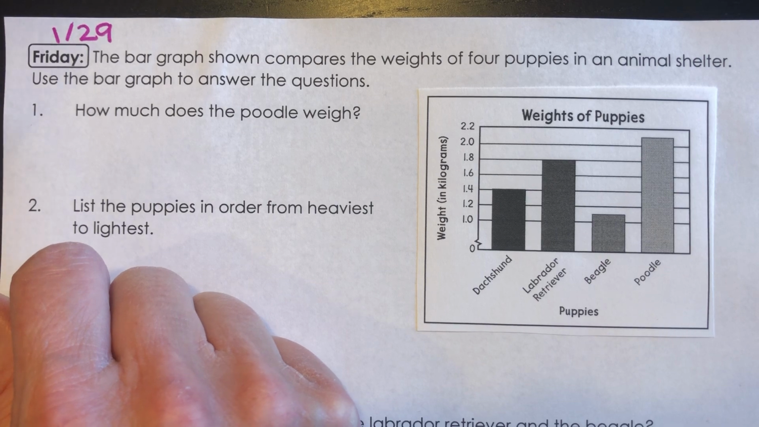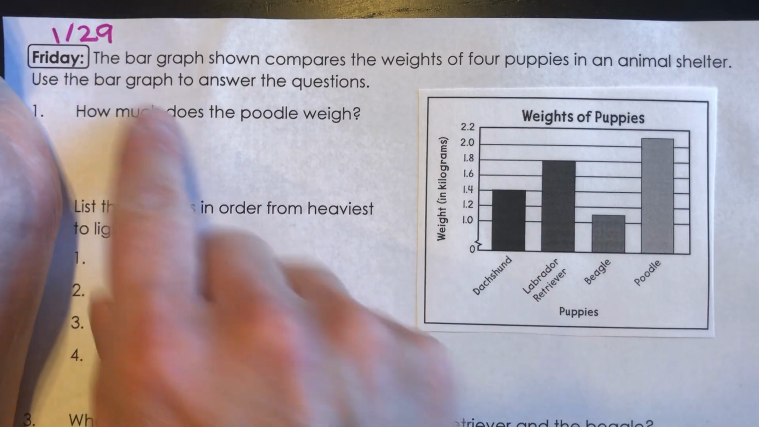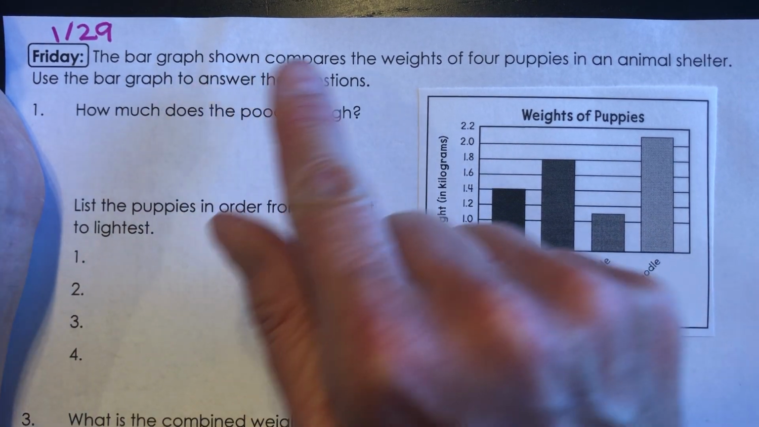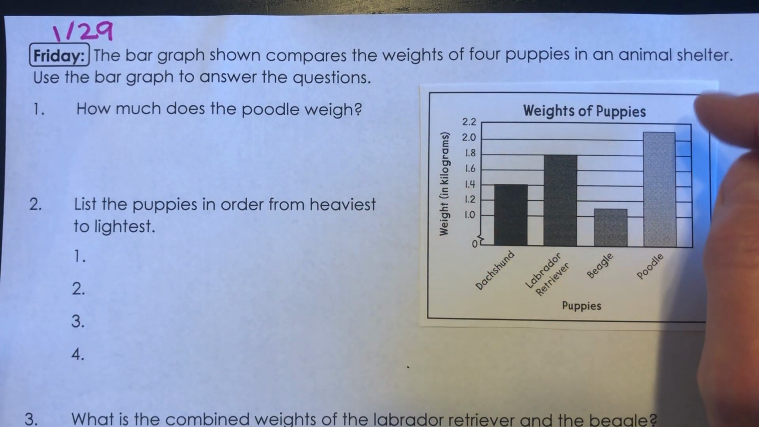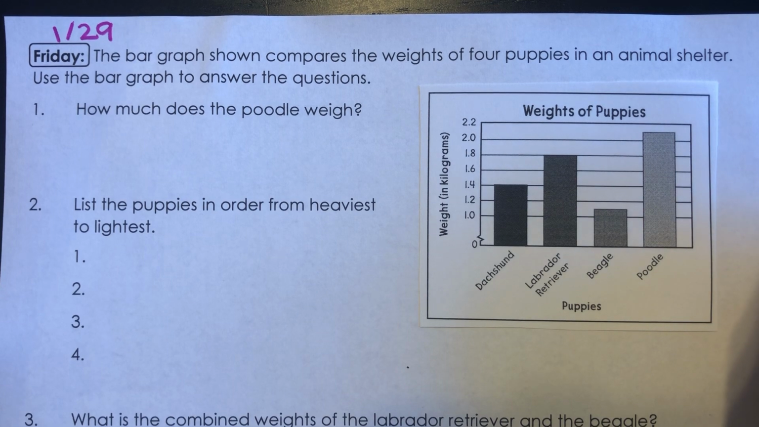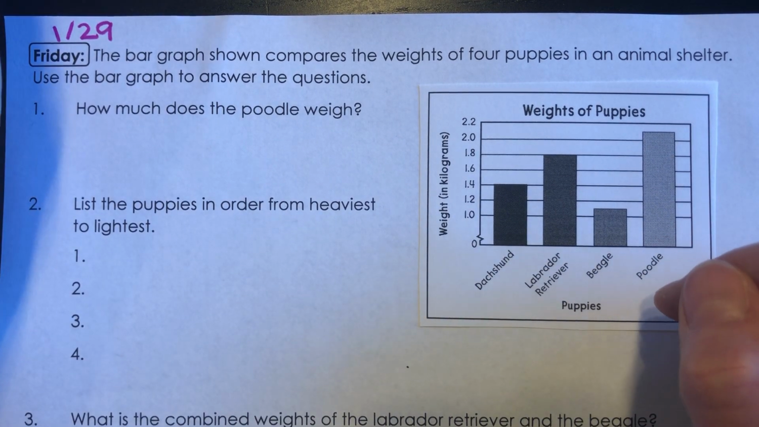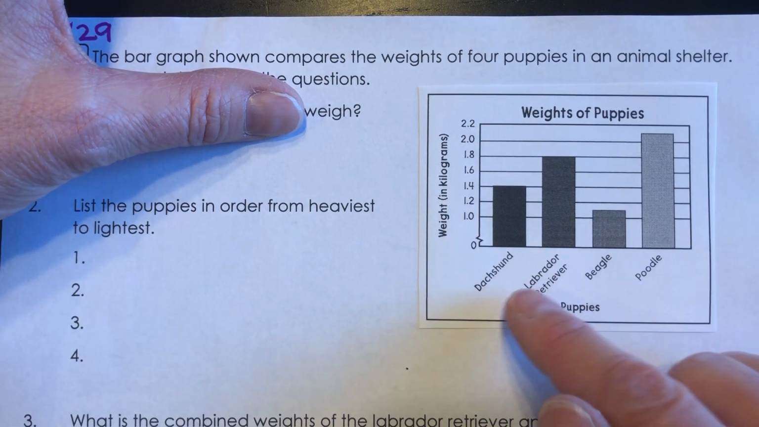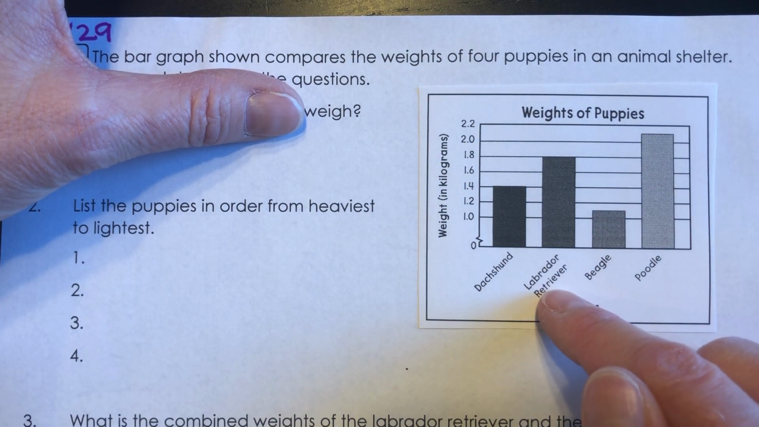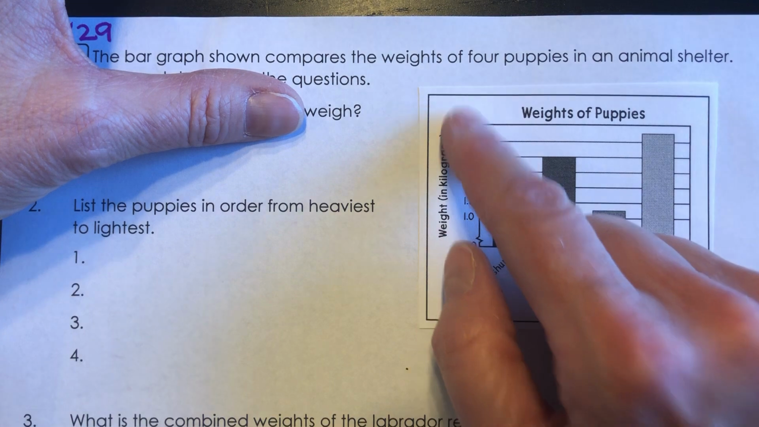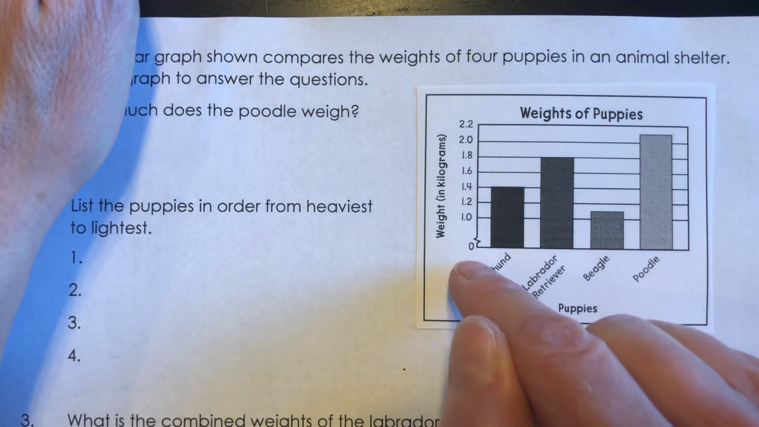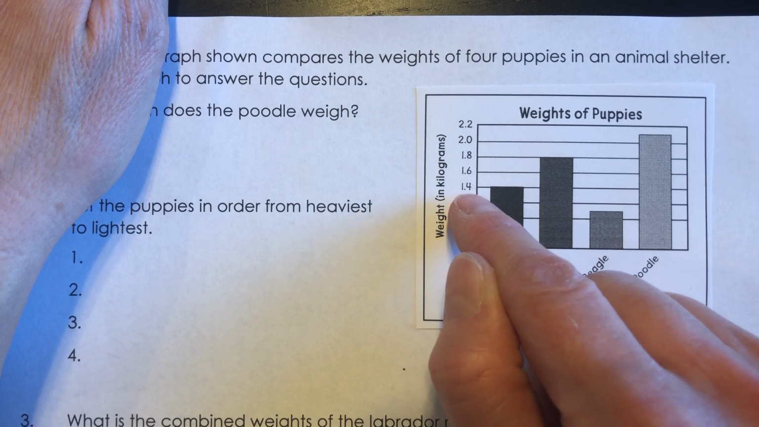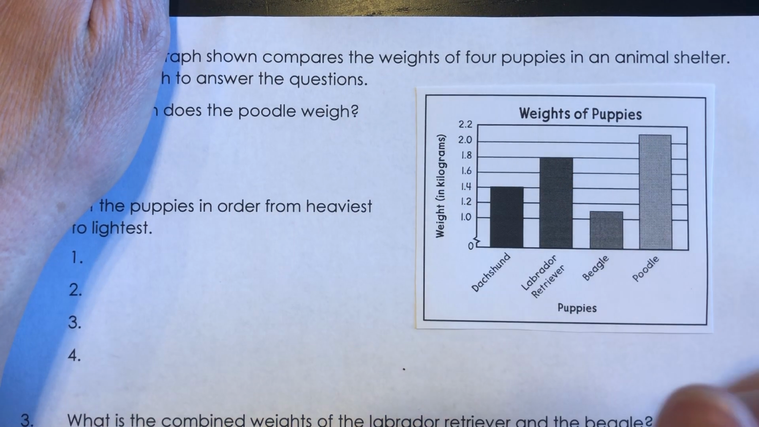Let's get this checked. It says the bar graph shown compares the weights of 4 puppies in an animal shelter. Use the bar graph to answer the question. So let's take a peek here. This is weights of puppies, and I see a Dachshund, a Labrador Retriever, a Beagle, and a Poodle. And the weights in kilograms, now I see this is counting up by 2/10, so there's 1, 1.2, 1.4, 1.6, okay, so it's counting up by 2/10.